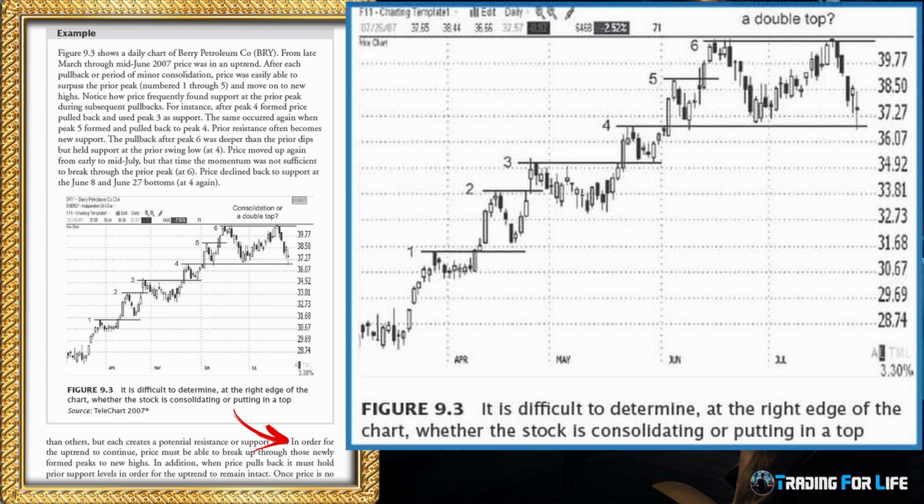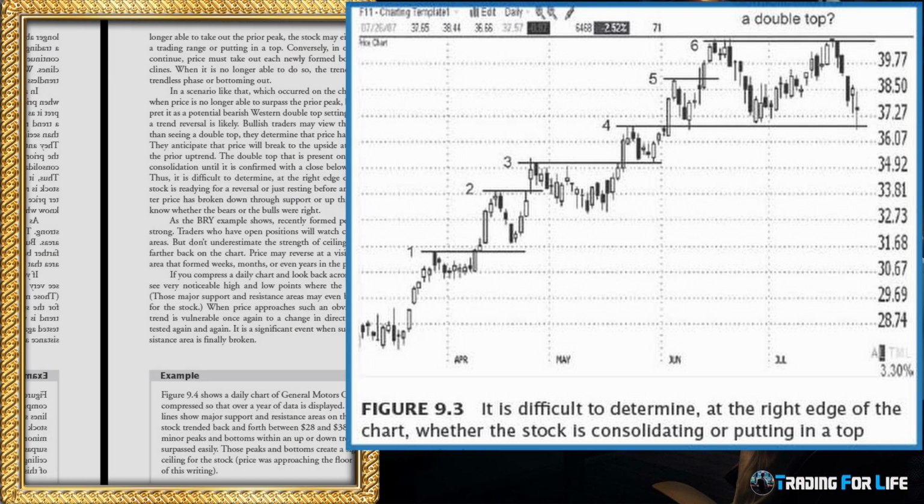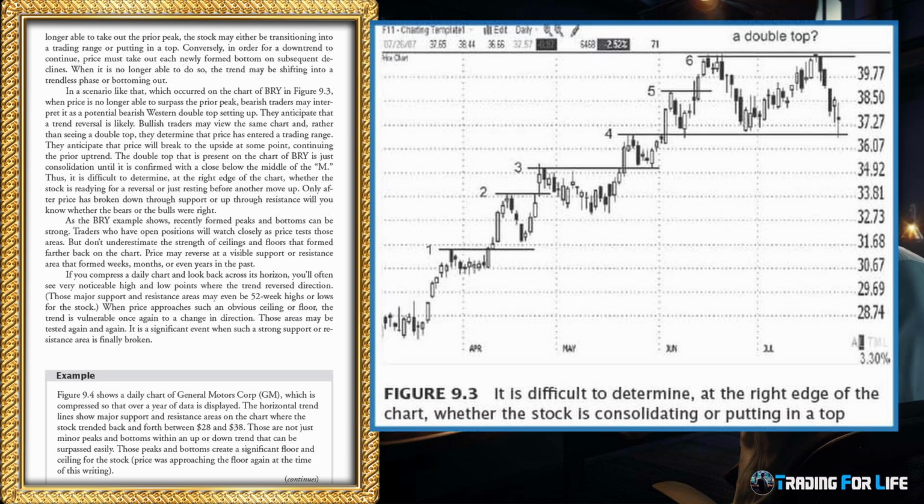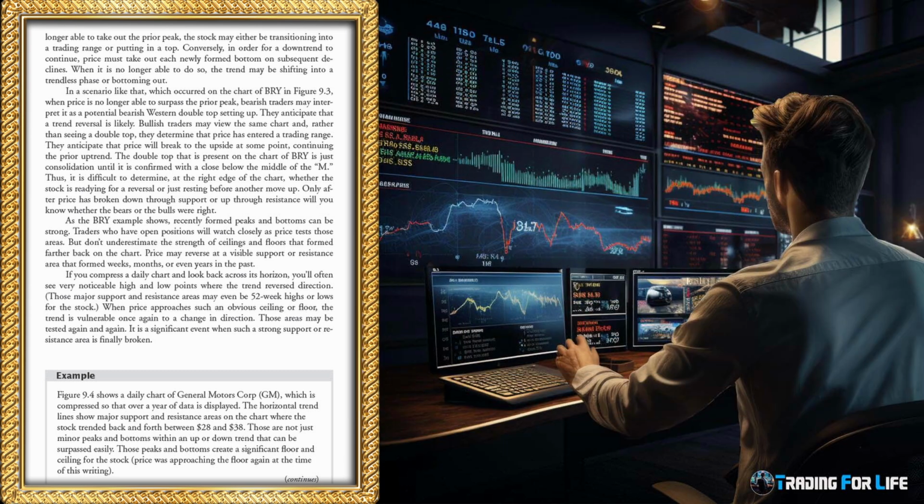In addition, when price pulls back, it must hold prior support levels in order for the uptrend to remain intact. Once price is no longer able to take out the prior peak, the stock may either be transitioning into a trading range or putting in a top. Conversely, in order for a downtrend to continue, price must take out each newly formed bottom on subsequent declines. When it is no longer able to do so, the trend may be shifting into a trendless phase or bottoming out.